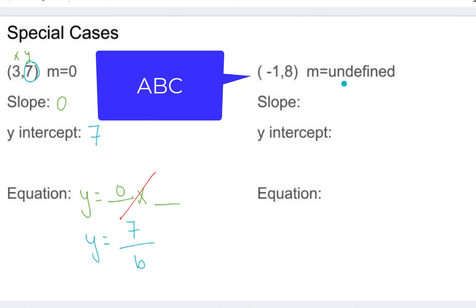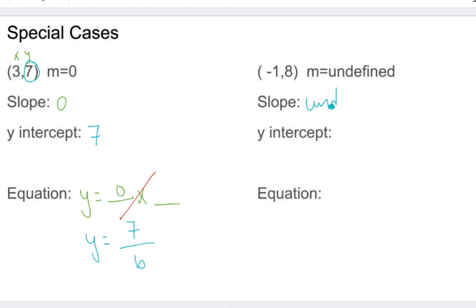Okay, undefined. If the slope is undefined, remember that means the line is vertical. So we can't put it into y equals mx plus b because there is no slope. The slope is undefined, which means it doesn't depend on the y value. The entire graph is not applicable. We don't have a y-intercept. The entire graph depends on the x value. In this case, the x value is negative 1. So our entire equation is just going to be x equals negative 1.